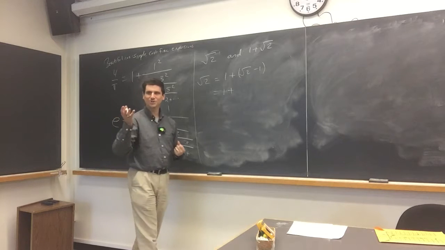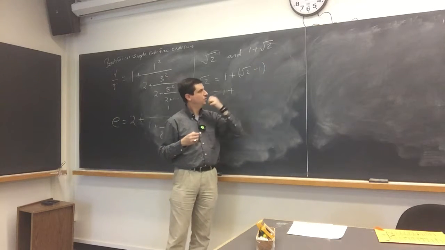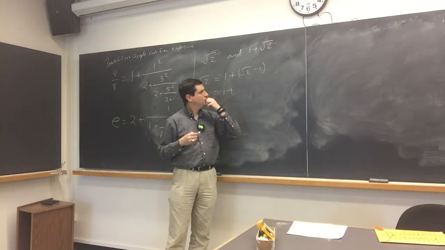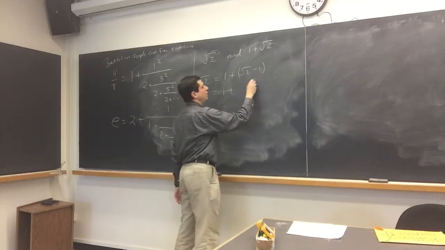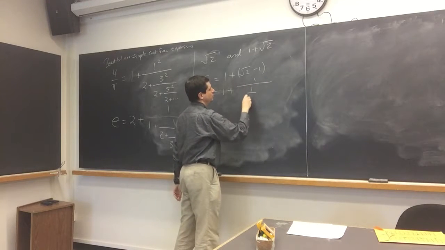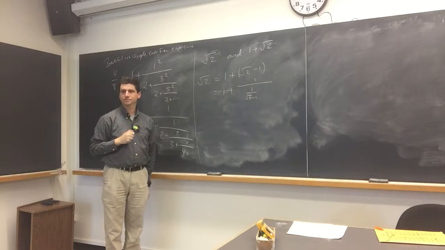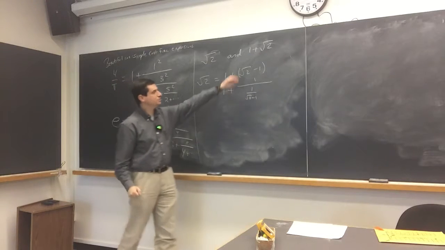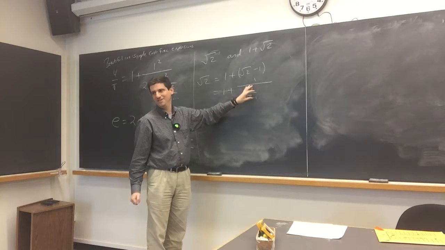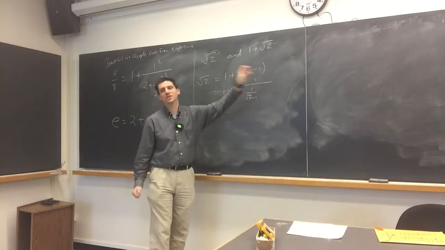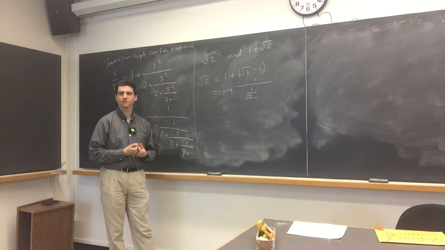Yes, so what do I do next? Take 1 over. This is the same as 1 over the square root of 2 minus 1. And now, since the square root of 2 minus 1 is less than 1, this number here is greater than 1. And so I can now write this as an integer plus something. And I can continue this way of getting a continued fraction expansion.